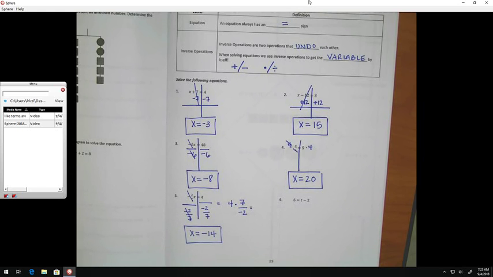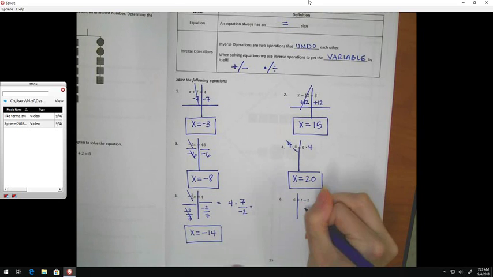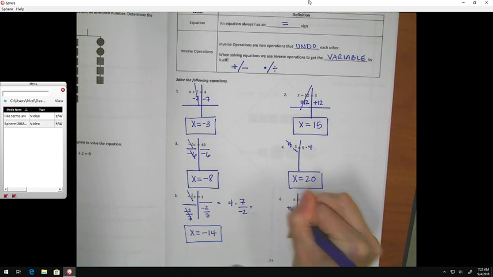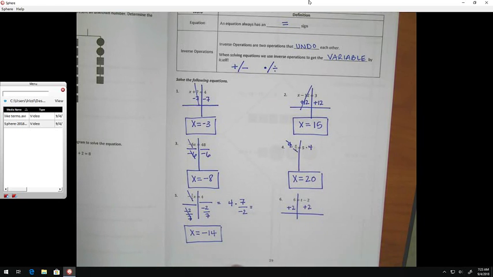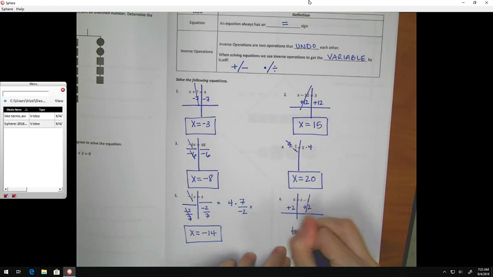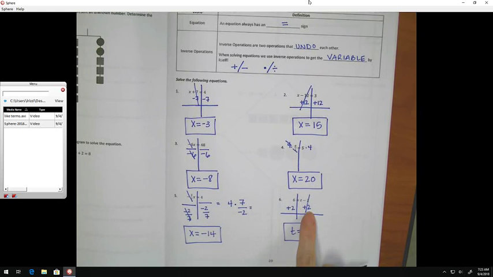All right, number 6, you would draw the wall. The inverse of minus 2 is plus 2. It doesn't matter that it's on the other side. The inverses cancel, and it looks like the answer is t equals 8. 8 equals t is the same as t equals 8.